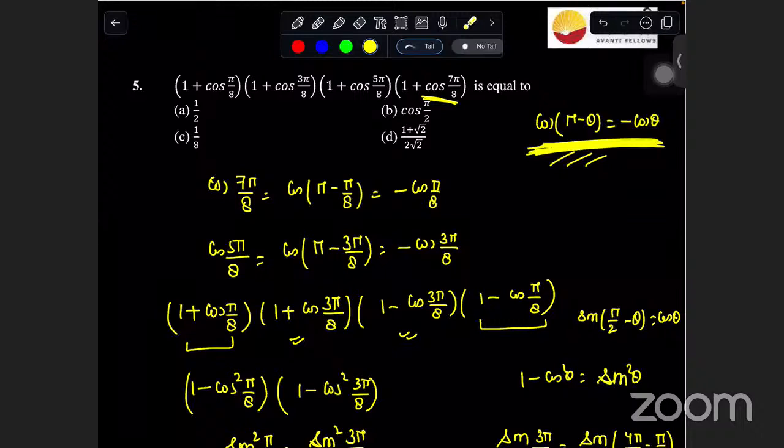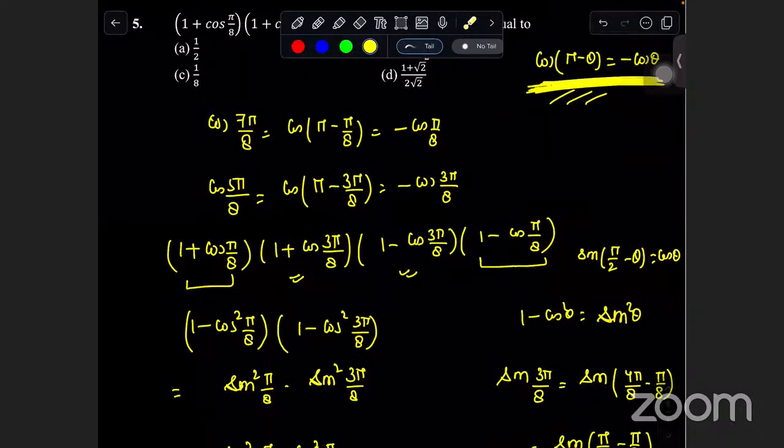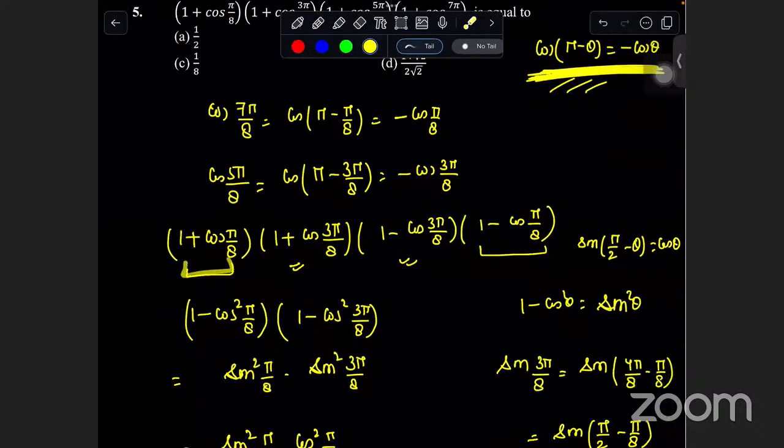Got it? Now I replace both of these values into their respective brackets. So I got 1 plus cos pi by 8, 1 plus cos 3 pi by 8, 1 minus cos 3 pi by 8, 1 minus cos pi by 8. Now 1 plus cos theta times 1 minus cos theta is 1 minus cos square pi by 8. And using these two, I can write 1 minus cos square 3 pi by 8. Clear?